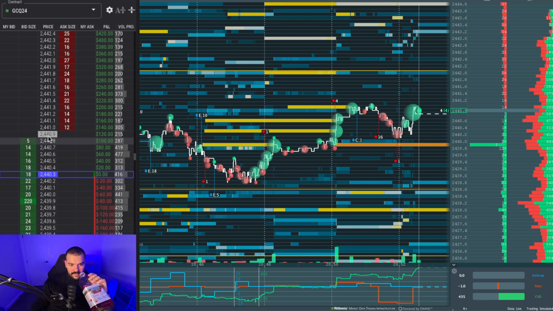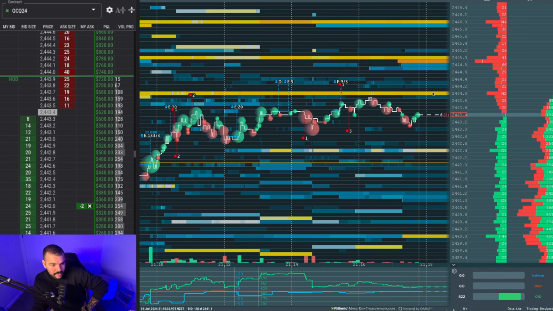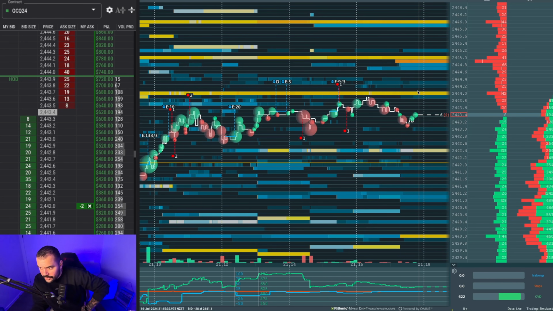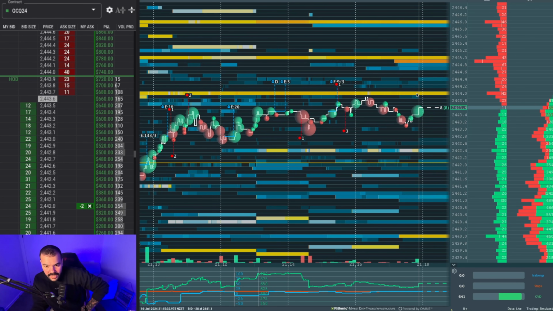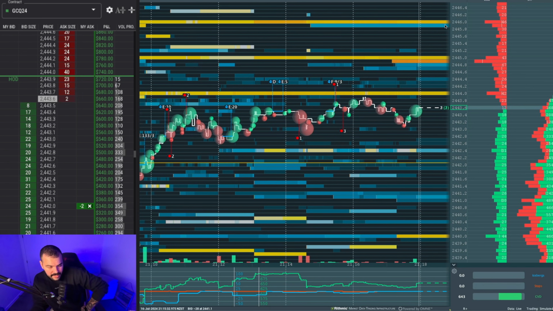Good reaction. We've just run into a wall of sell liquidity here, right here, and we haven't managed to break it yet. So wait and see if we can pop that at 2,444. It's right at the high of the day. So if we can pop that, I'd say we're good to retest the other side and continue up.